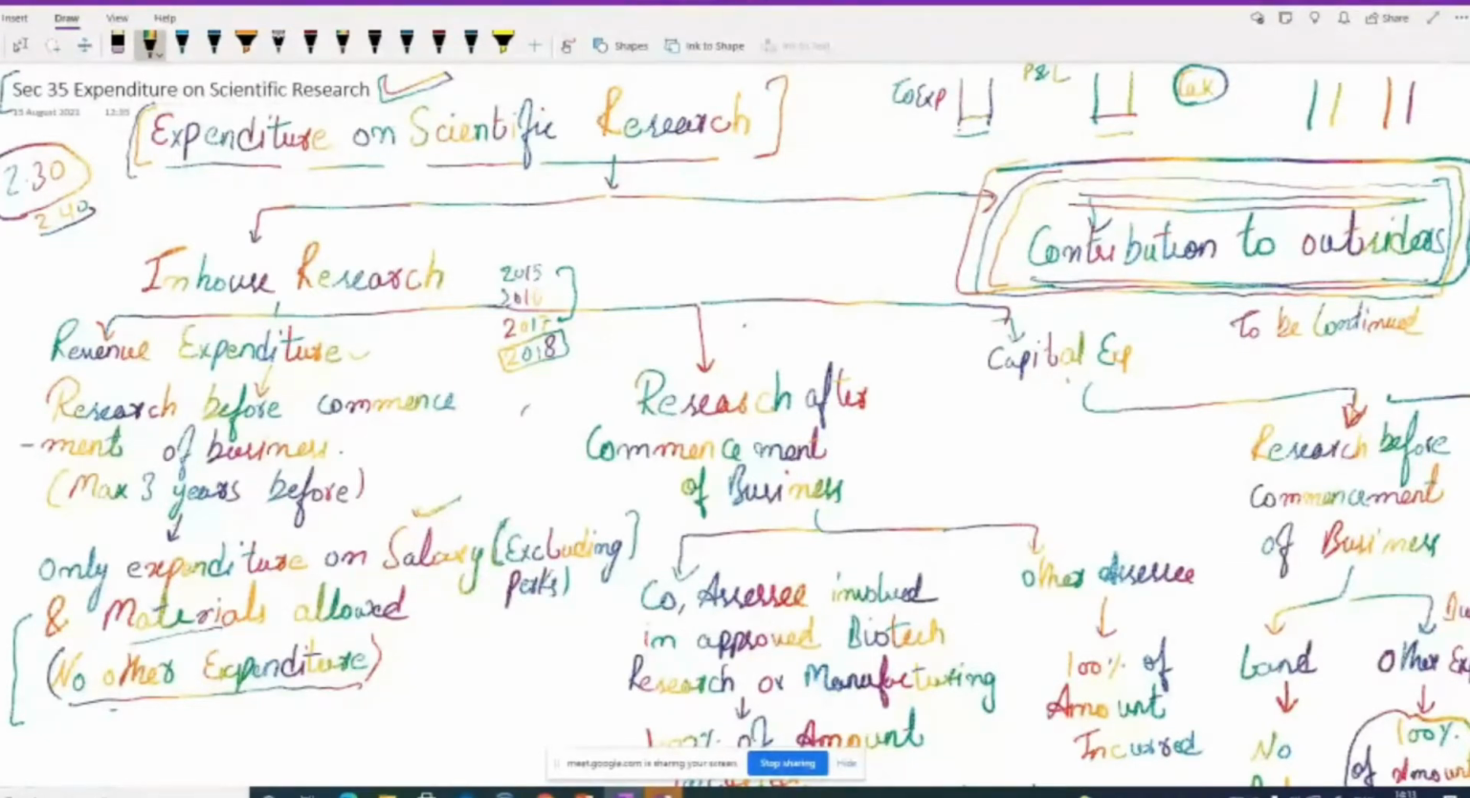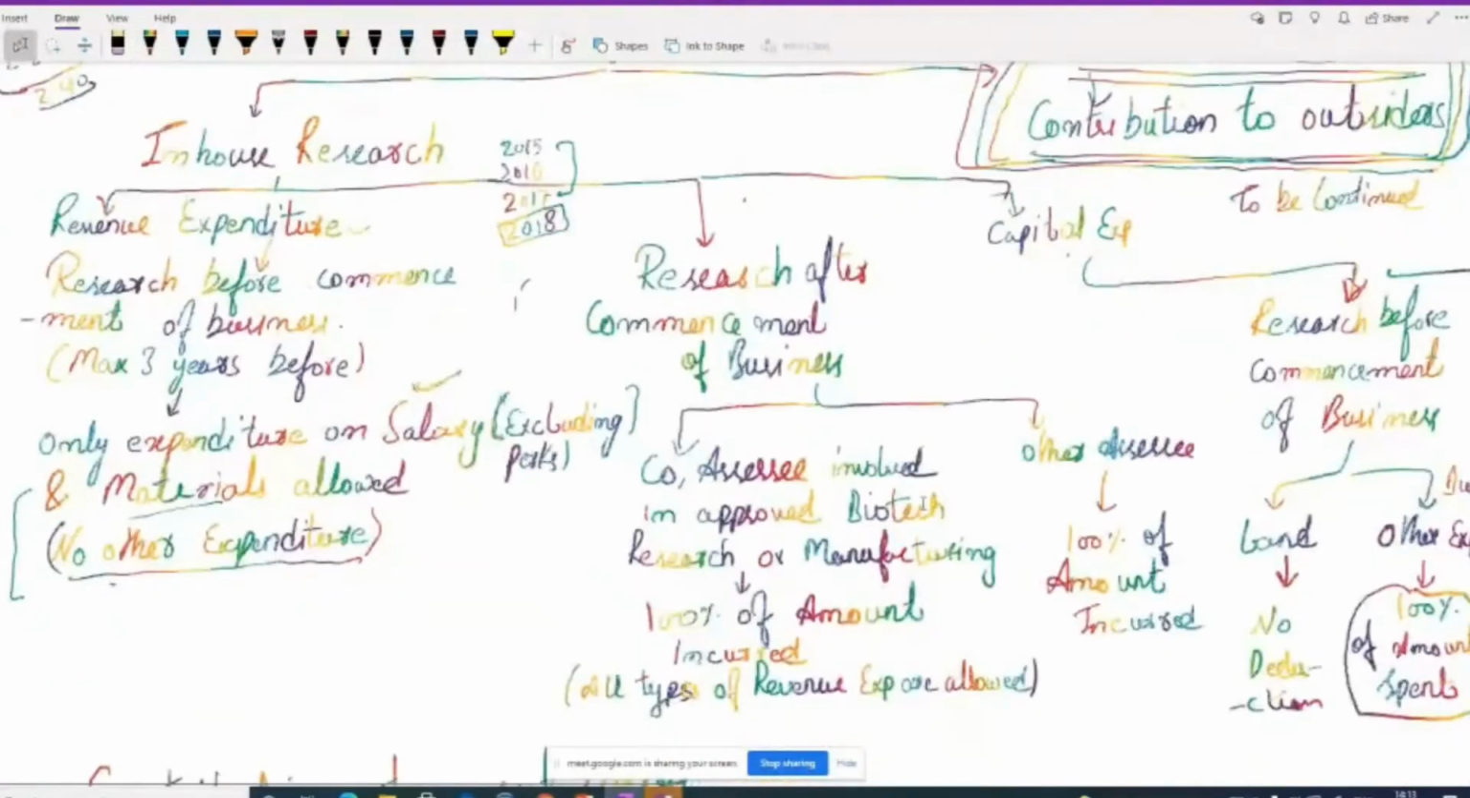After commencement of business, if the company is engaged in the business of biotech research and manufacturing, whatever expenditure you will incur, 100% expenditure is allowed for any particular year. All types of revenue expenditure are allowed.